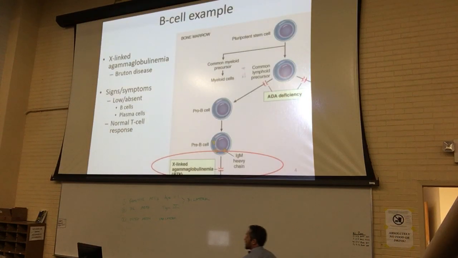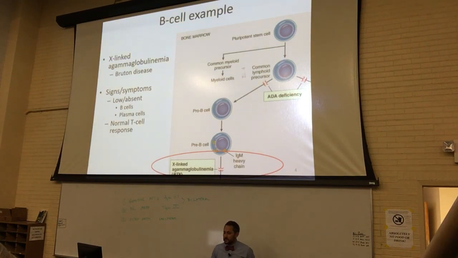All right, so let's talk about a B-cell example, and then we'll talk about a T-cell example. I'll give you a couple B-cell examples, a T-cell example, and then I'll give you an example when both happen. Okay? What do you think is more severe? B-cell, T-cell, or both? Both. Okay, so let's look at this B-cell example first.